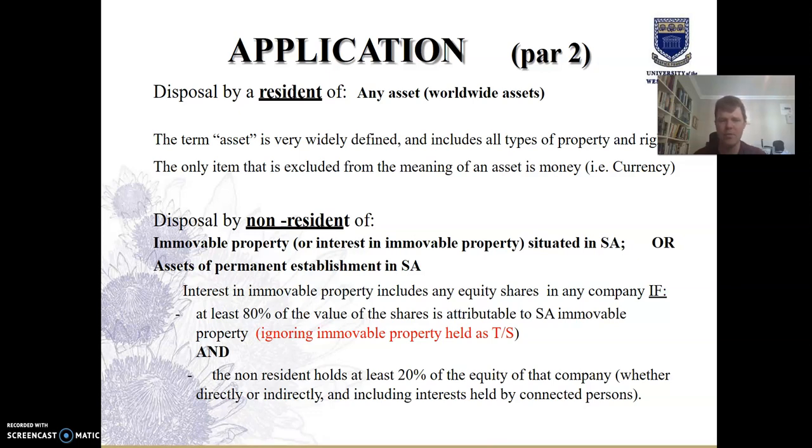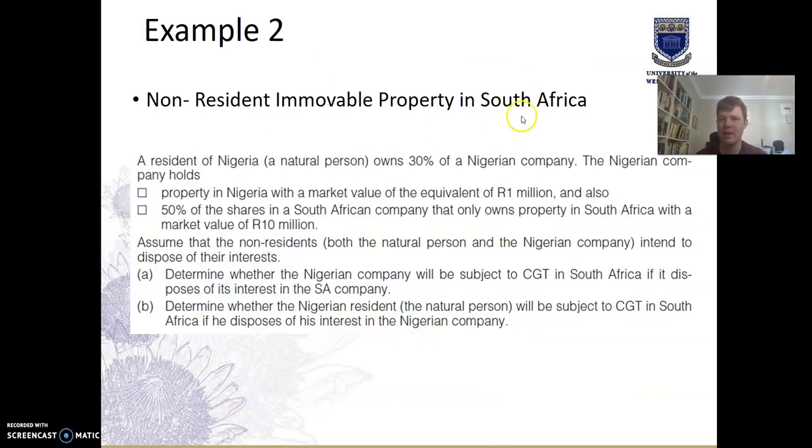Okay. If you meet the at least 80% of its value rule, you can then move on because it's an "and". The second requirement is you have to hold at least 20% of the equity of that company, whether directly, so you own it, or indirectly, which means if you own 10 and your wife owns 15, you are deemed to own the 25%. It's "and", so if you meet both of those, you will then be subject to CGT on the disposal of those shares. The best way to look at this is with an example.